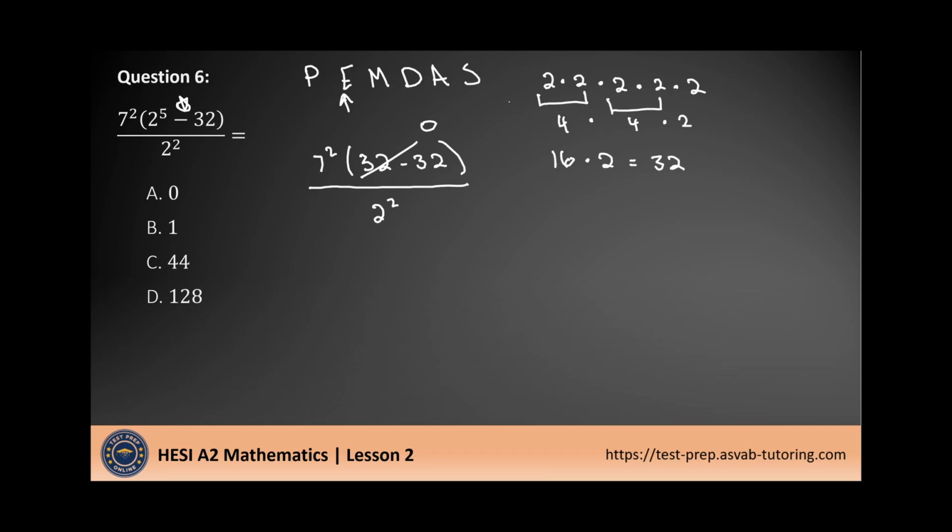And then 7 squared, it doesn't even matter what 7 squared is because we're multiplying it by 0. Anything times 0 is 0. So that's going to be 0 over 2 squared. And we know 2 squared is 4, but again, that doesn't matter because anytime we have a 0 in the numerator, our fraction is just equal to 0, regardless of what our denominator is. So our answer is 0.